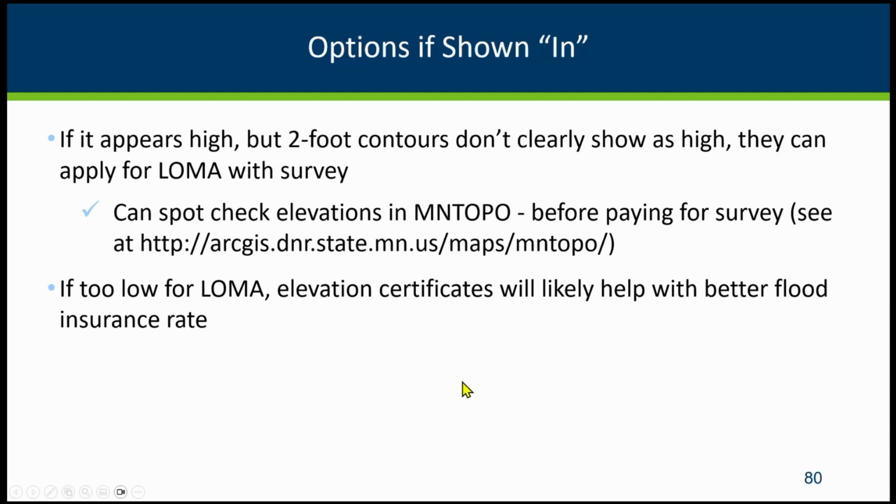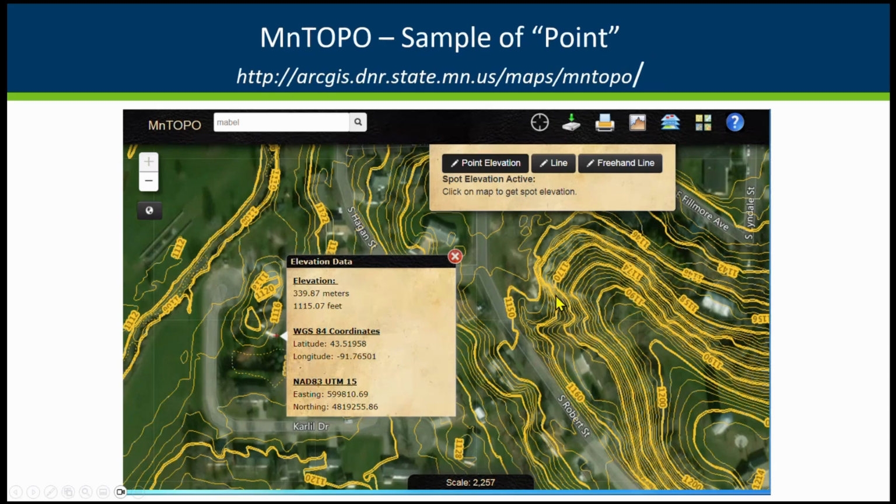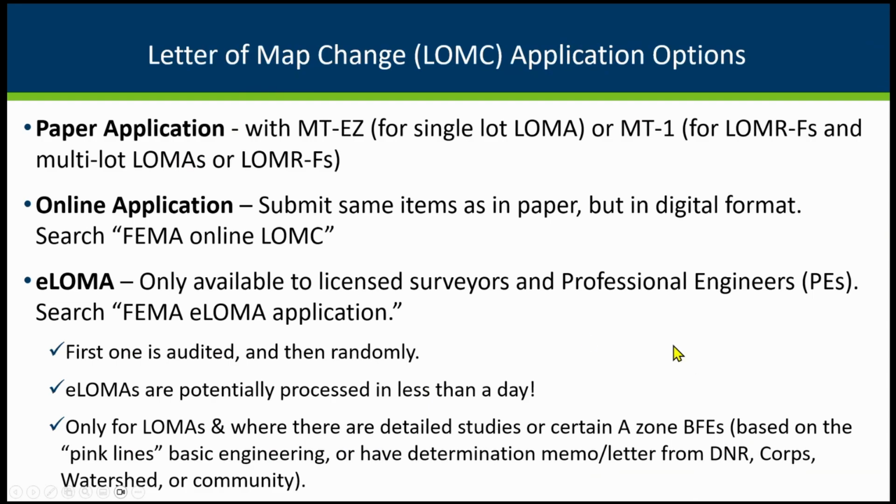So if it is in, but it appears high, you can look at those things and look at the MinTopo viewer, get an idea of how high it is, whether if you get a surveyor out there, you'll be able to show it's higher. That still helps with a better flood insurance rate, even if it's not high enough to get a LOMA. There's different ways to apply. You can do it with the paper, but it's a lot better to do it digitally, use the online application.